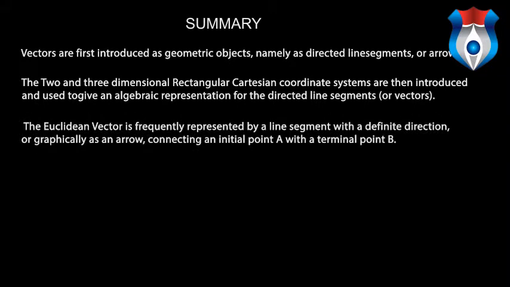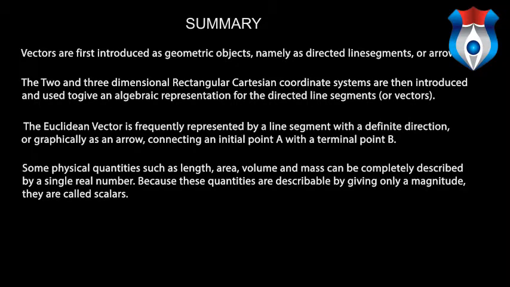The Euclidean vector is frequently represented by a line segment with a definite direction, or graphically as an arrow connecting an initial point A with terminal point B. Some physical quantities such as length, area, volume, and mass can be completely described by a single real number. Because these quantities are describable by giving only a magnitude, they are called scalars.